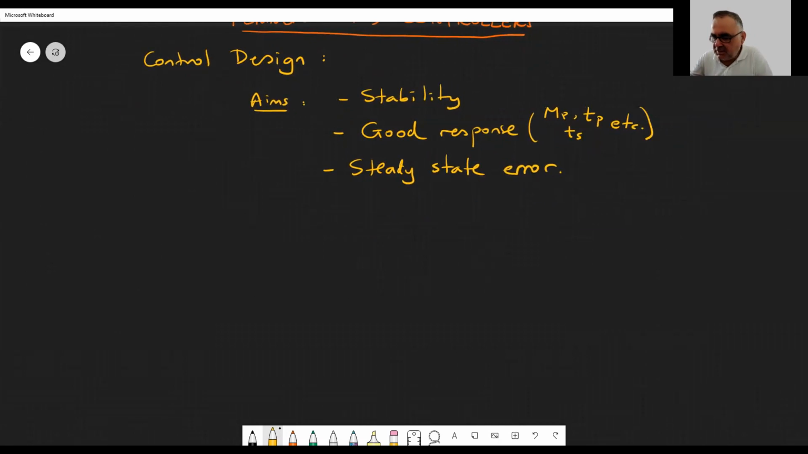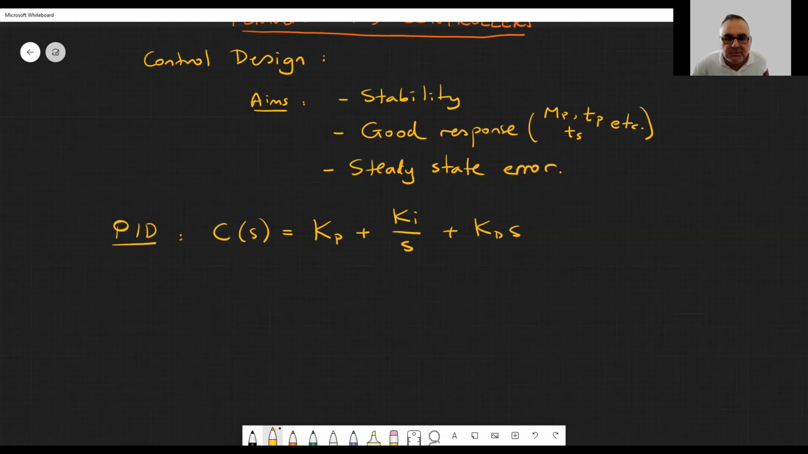And I have shown you that a reasonable controller which does that, which is commonly used, is the PID, proportional integral derivative type of controller, which has three terms, Kp plus Ki over s plus Kd s. This is a PID controller with parameters Kp, Ki, and Kd. And this is the most general controller.